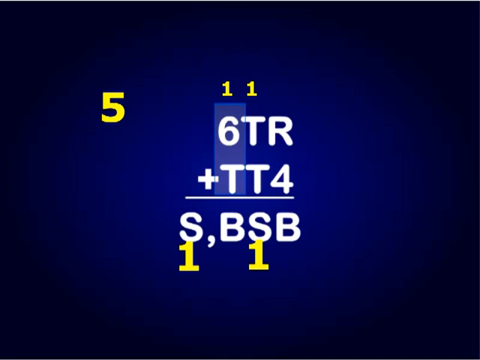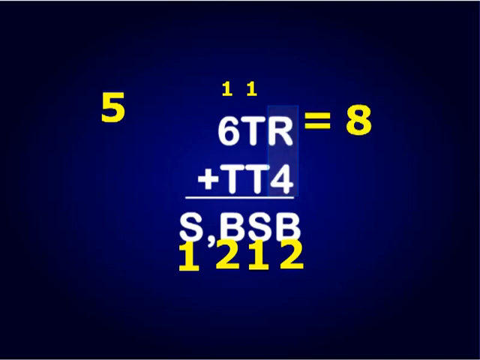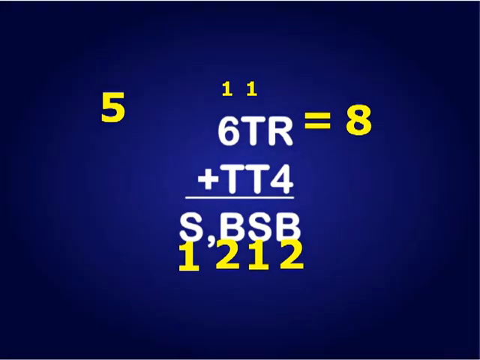Because if T is 5, that means B has to be a 2. And if B is a 2 in the hundreds column, it's got to be a 2 in the ones column. What can I add to 4 to get something that gives me 12? 8. R has to be 8. When you start at the left side and work your way back logically, you can solve these problems.